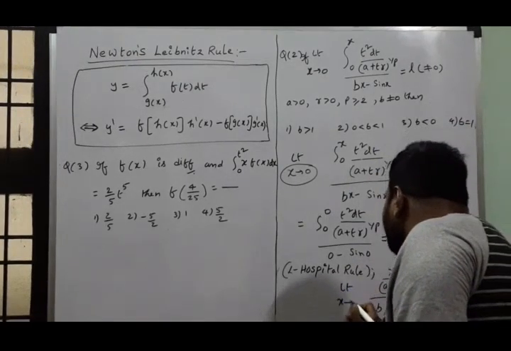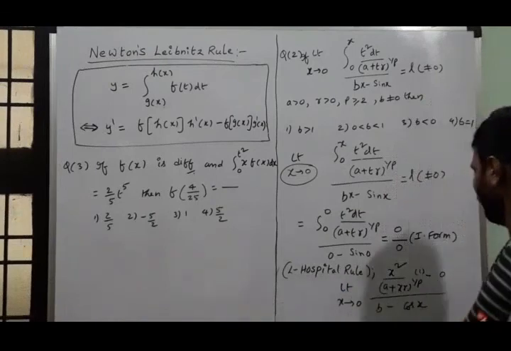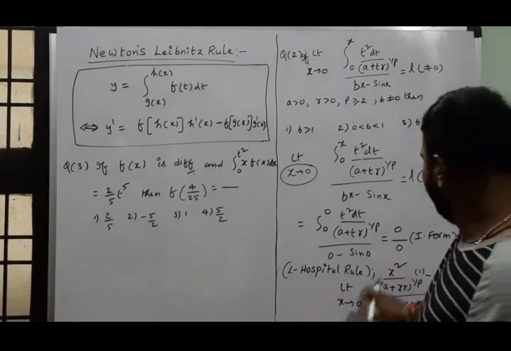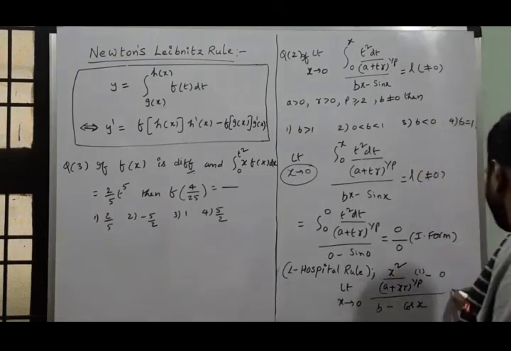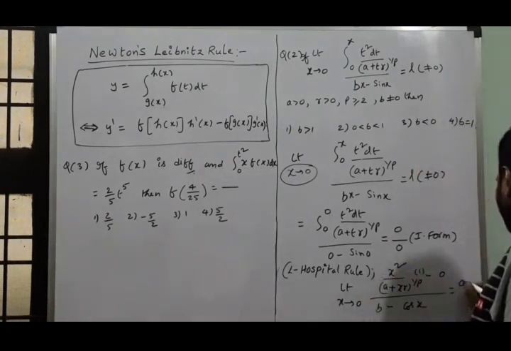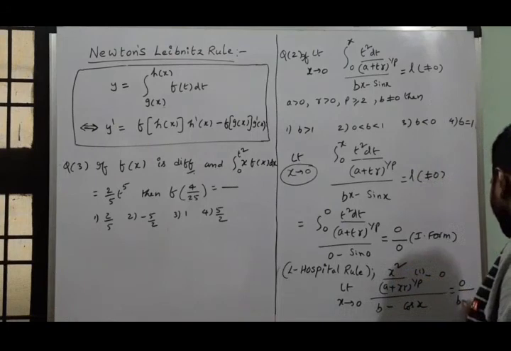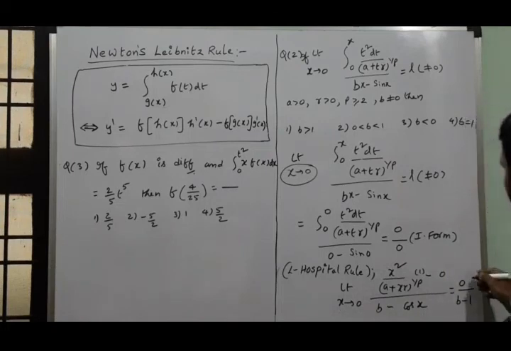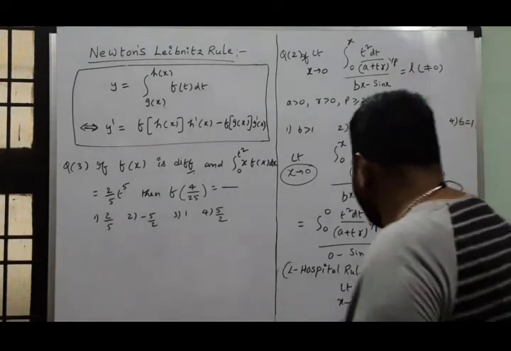Now apply the limit, x tends to 0. Now substitute x is equal to 0 here. By substituting x is equal to 0, we get 0 by b minus cos 0, which is 1. If b minus 1 is a non-zero number, then this becomes 0. Then L becomes 0.